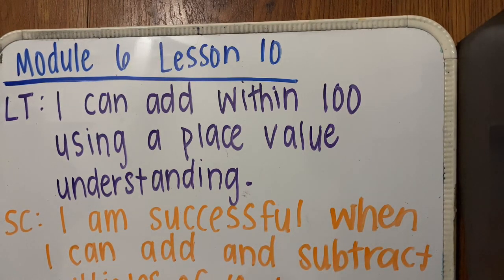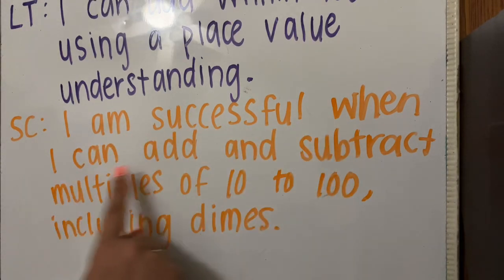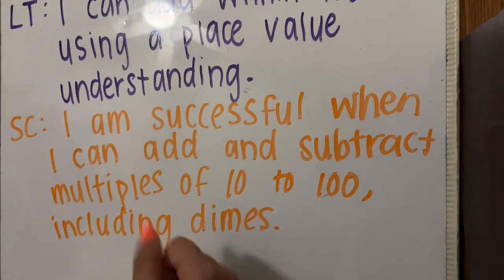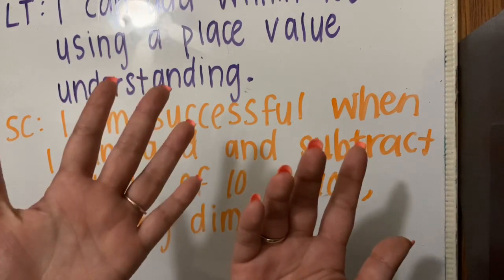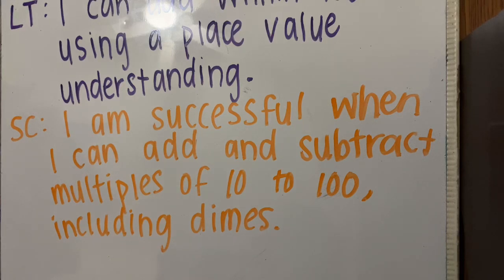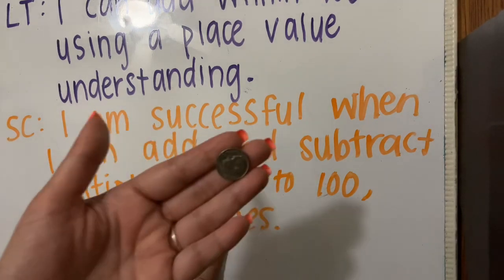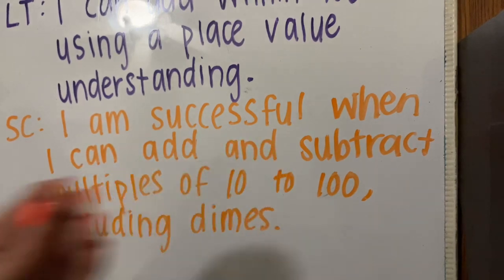And then our success criteria today is I am successful when I can add and subtract multiples of 10 to 100, including dimes. So multiples of 10, that just means that we're only going to be using numbers that we use when we skip count by 10. So we'll be using numbers like 10, 20, 30, 40, 50, 60, 70, 80, 90, and 100. So we won't be using anything in between that. And then also including dimes. We're going to be using some dimes today because dimes represent what number? They represent 10. Let's move on to the concept development for today.